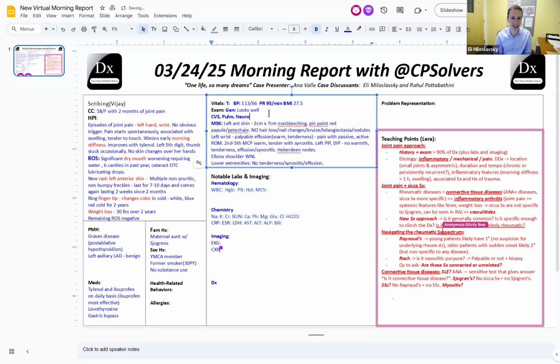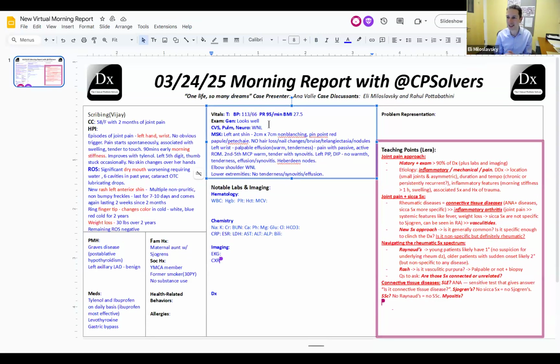And I'll just point out that the MCPs, which are these joints here, are probably the rheumatologist's best friend. That's because those joints are really not involved by osteoarthritis and tendinopathy, some of these other conditions that come up. So when someone has MCP symptoms, that really should make you think that this could be an inflammatory process, and that's the case here. I'm not seeing anything that raises suspicion for scleroderma, like sclerodactyly or puffy hands. I'm not seeing anything that raises suspicion for myositis, like muscle weakness or a skin rash that would be compatible.